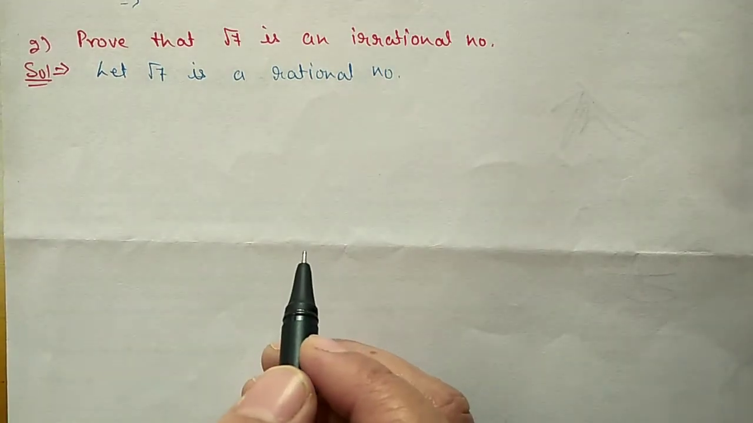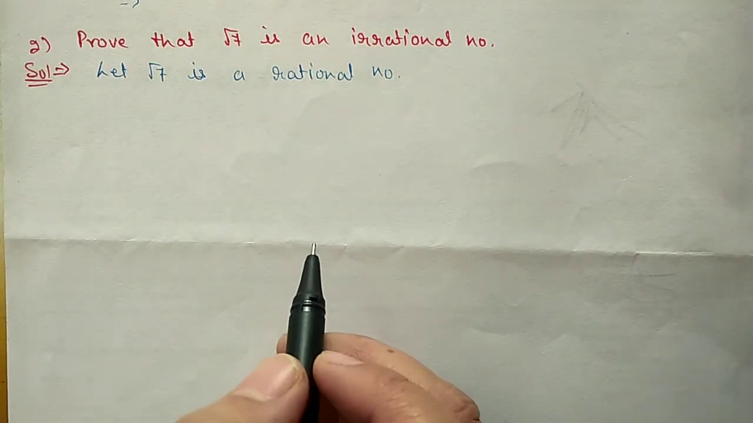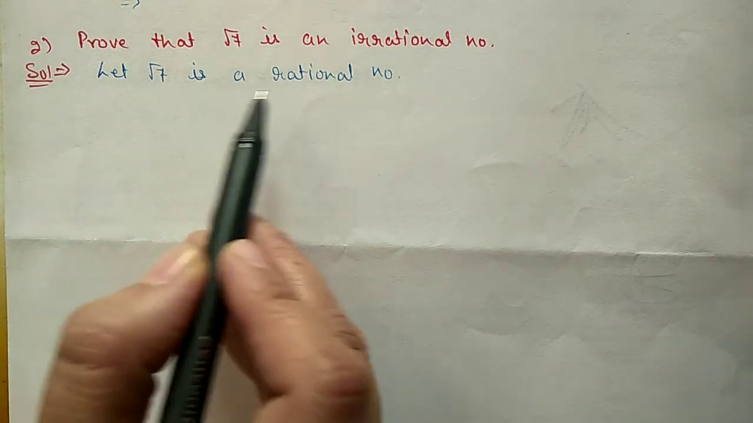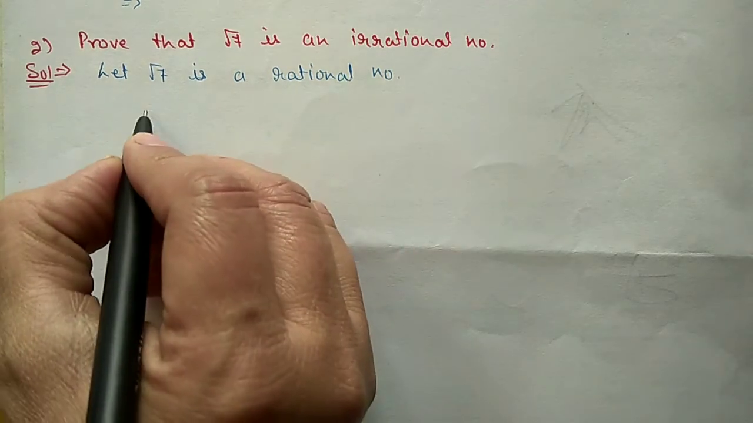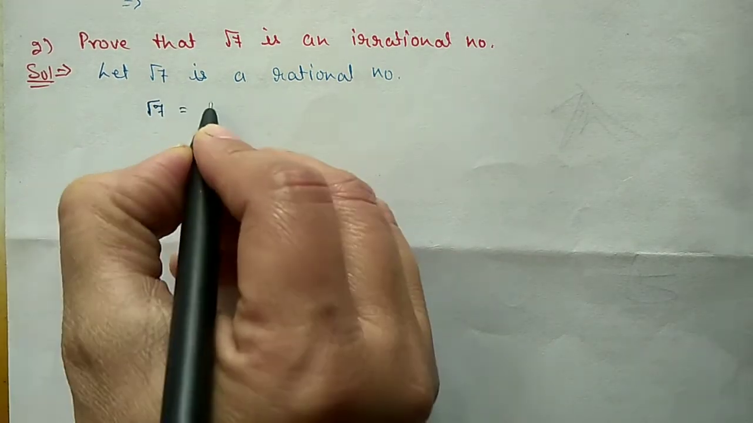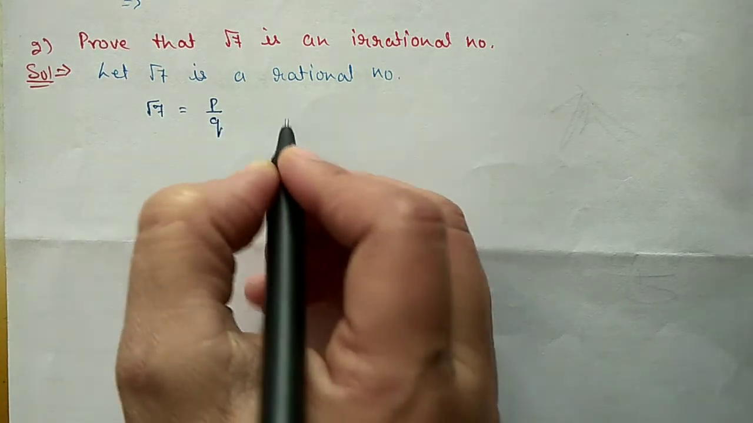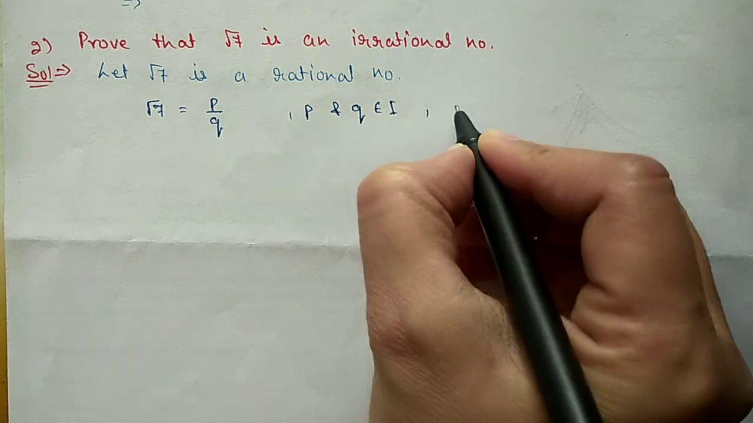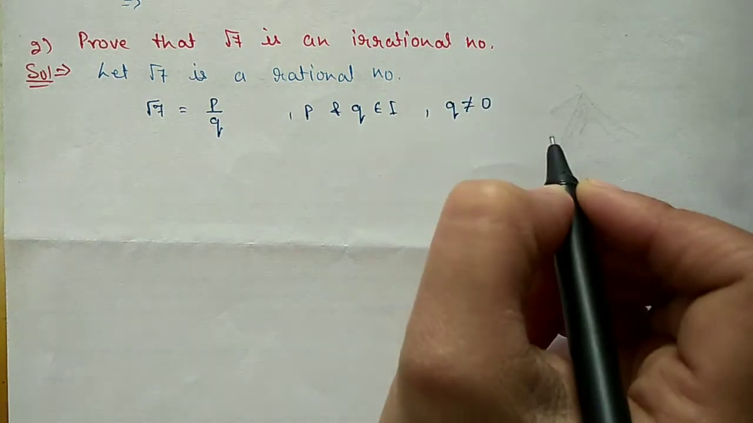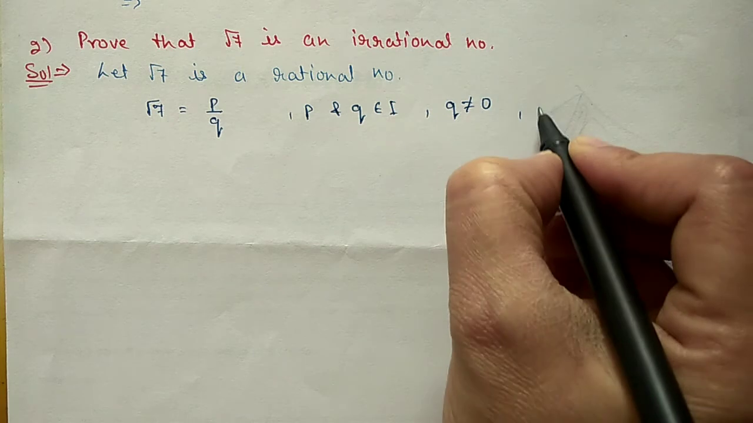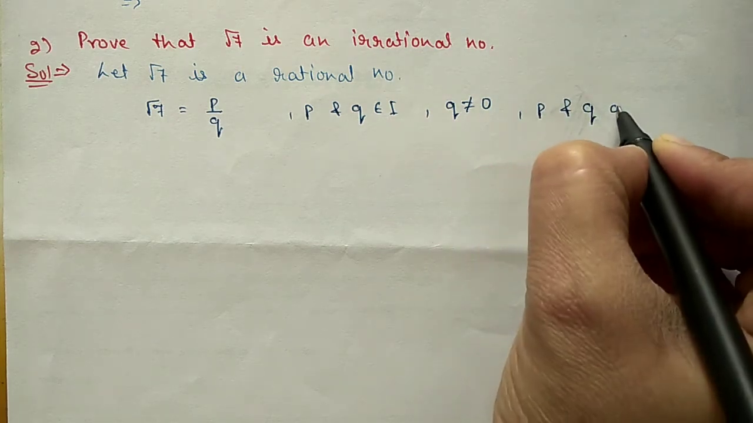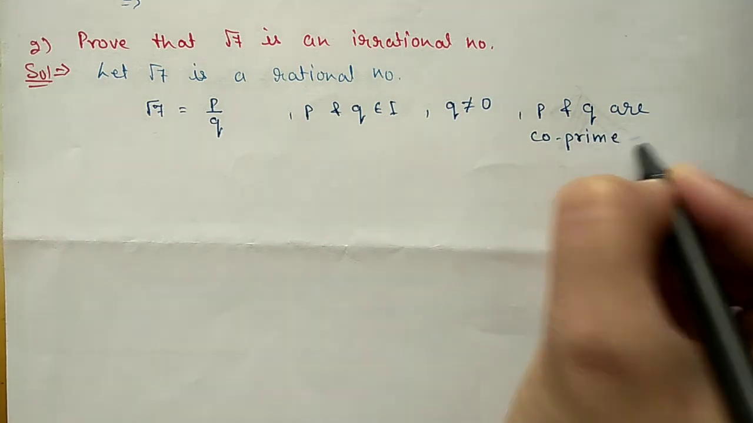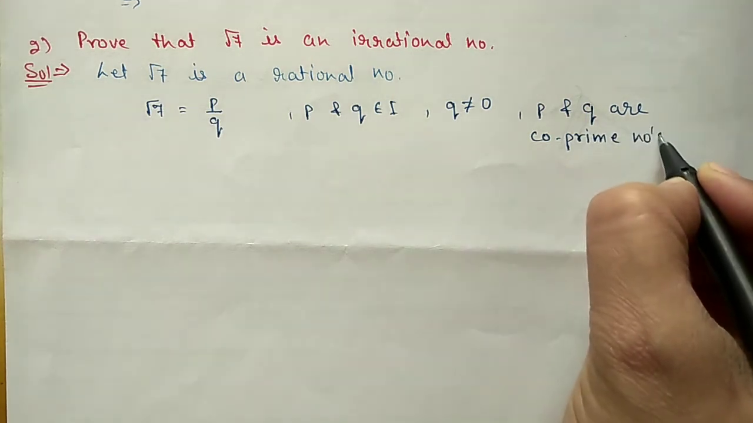Next, question number 2: prove that root 7 is an irrational number. This question also we will do like the first question. Let root 7 be a rational number. If any number is a rational number, we can represent that number in the form of p by q, where p and q are integers and q should not be 0, and we will take the condition that p and q are co-prime numbers. Co-prime means nothing is common between these two numbers except 1.